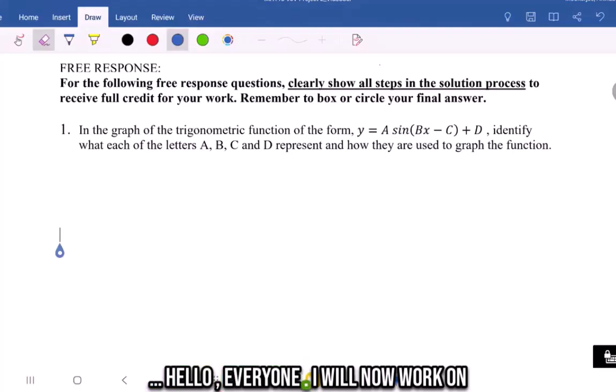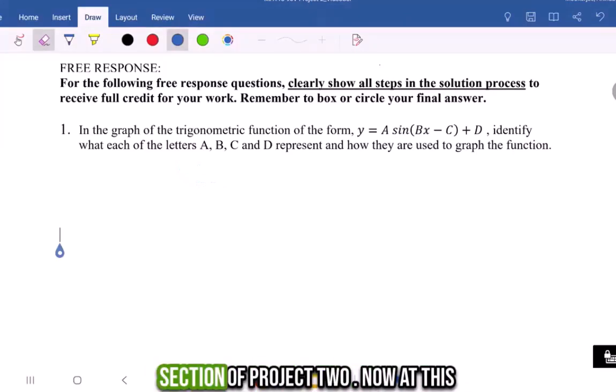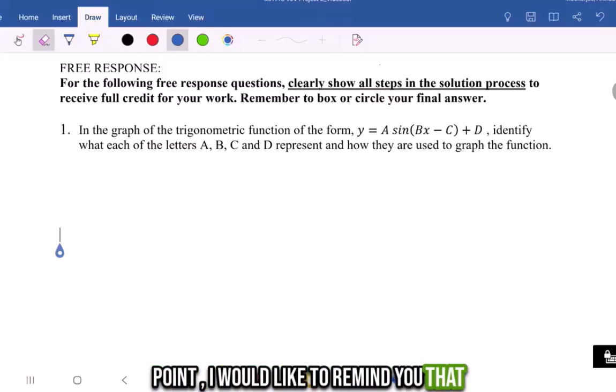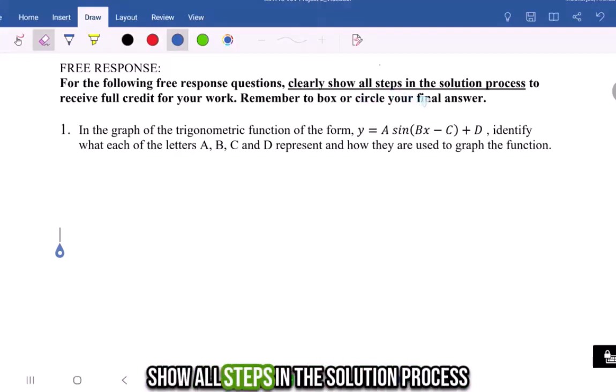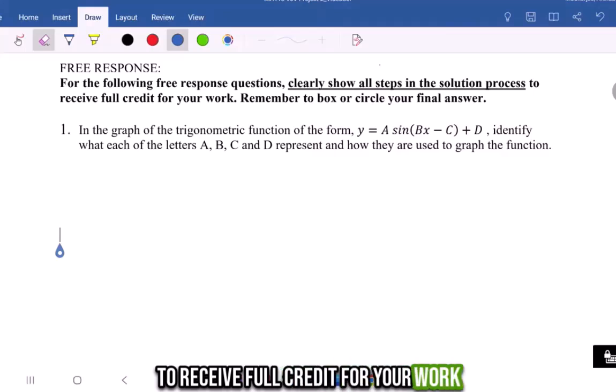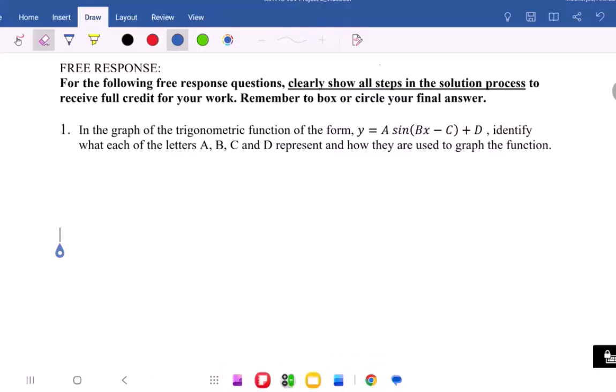Hello everyone. I will now work on the questions under the free response section of project 2. Now at this point I would like to remind you that it is very important that you clearly show all steps in the solution process to receive full credit for your work, because every step has points assigned to it based on the grading rubric, and if you miss a step you will lose the points for that step.